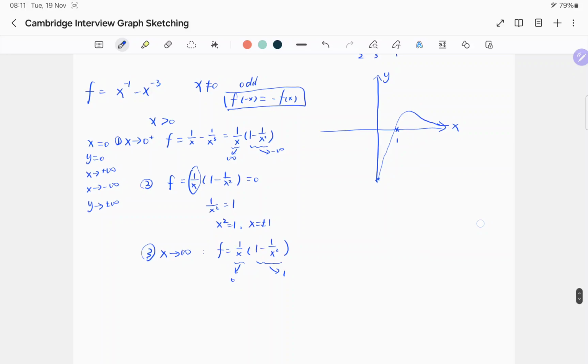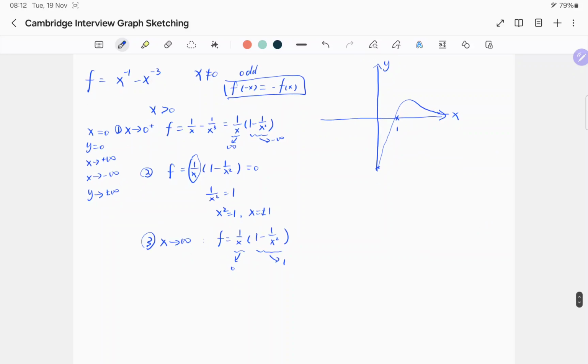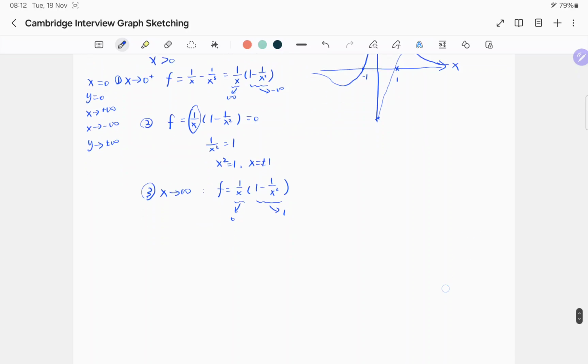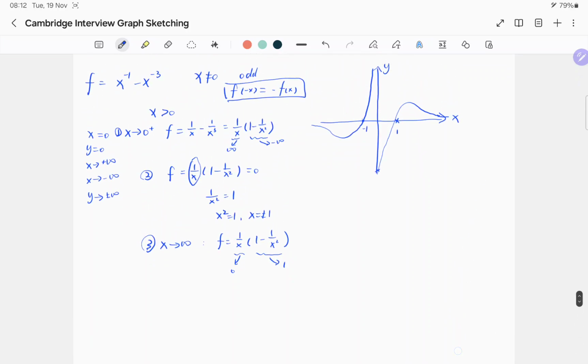And also, don't forget it's an odd function, so you have to draw when x is smaller than 0. It is like this, crosses -1, and then approaches 0. And you will find that you finish that. You can put this function into a graphing calculator, and you will see that it is actually the same.